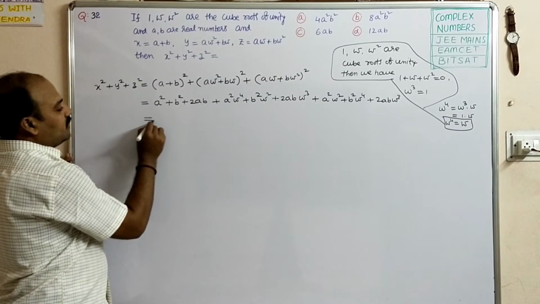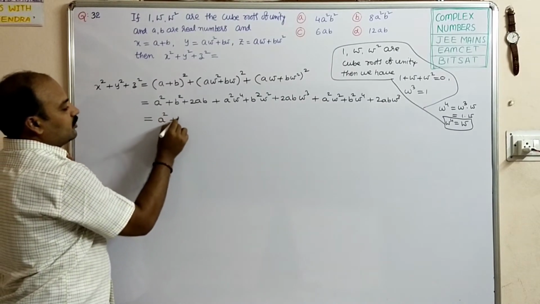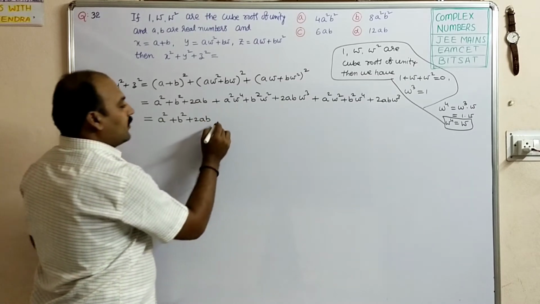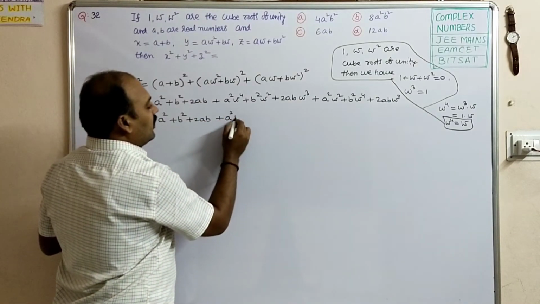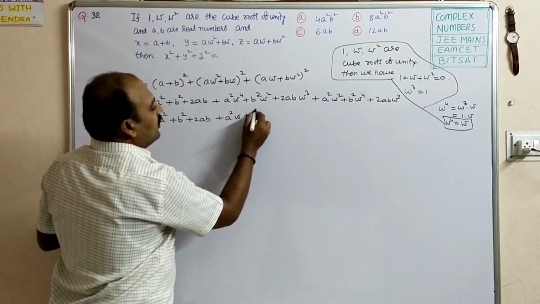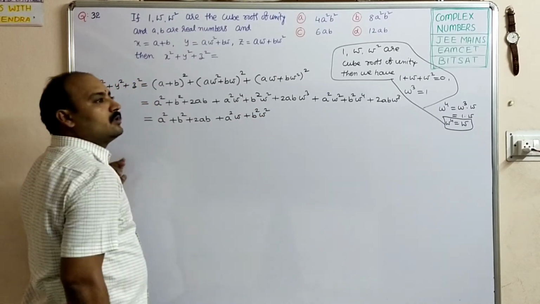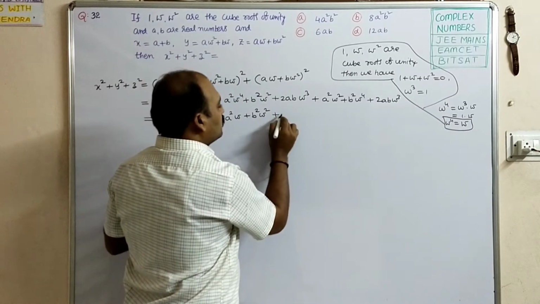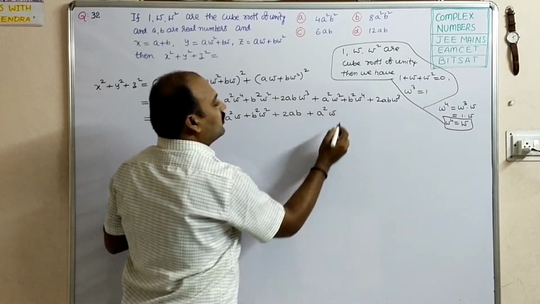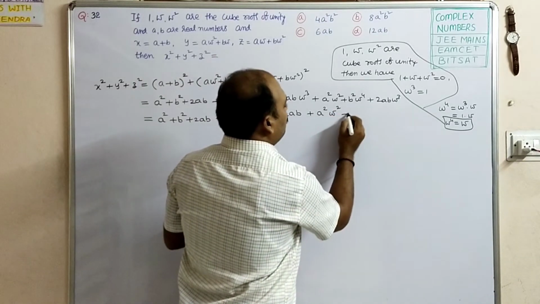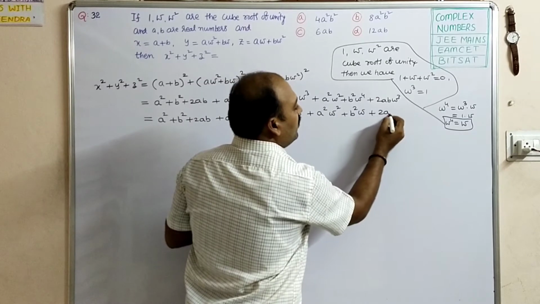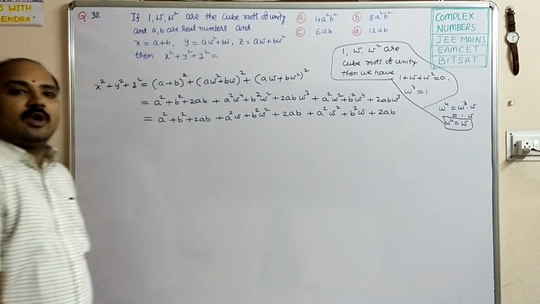So, a square plus b square plus 2ab plus a square omega power 4 equal to omega plus b square omega square. Next omega cube value is 1. So, 2ab plus a square omega square. So, b square into omega power 4 means omega. And 2ab into omega cube is 2ab into 1.